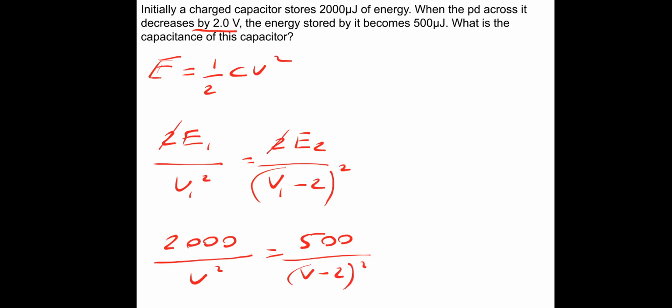So energy 1 is 2000 microjoules. I'll just put 2000, divided by V1, I'll just call it V, so V squared, equals energy 2 is 500, divided by V minus 2. And remember to square that as well. So what I'm going to do is take the V's to the left hand side and the numbers to the right hand side. So we're going to end up with V minus 2 divided by V, and remember, that's all squared.